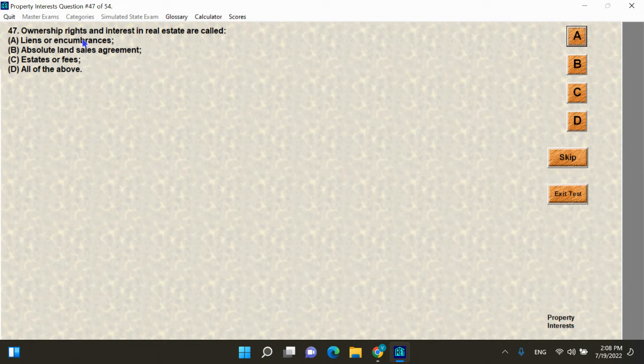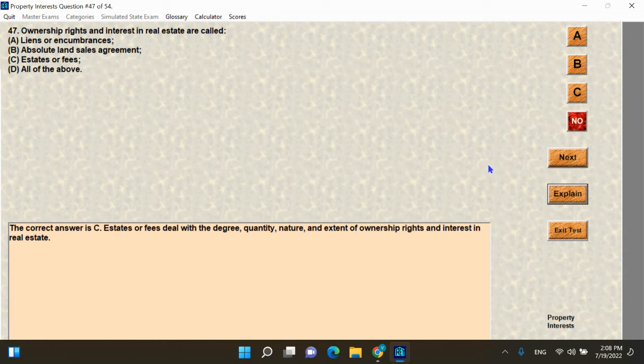47. Ownership rights and interests in real estate are called A. Liens or encumbrances. B. Absolute land sales agreement. C. Estates or fees. D. All of the above. The correct answer is C, estates or fees. Explanation: estates or fees deal with the degree, quantity, nature, and extent of ownership rights and interests in real estate.